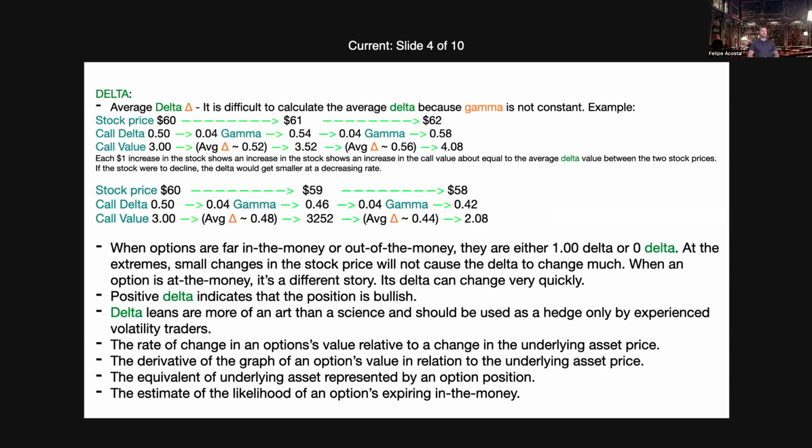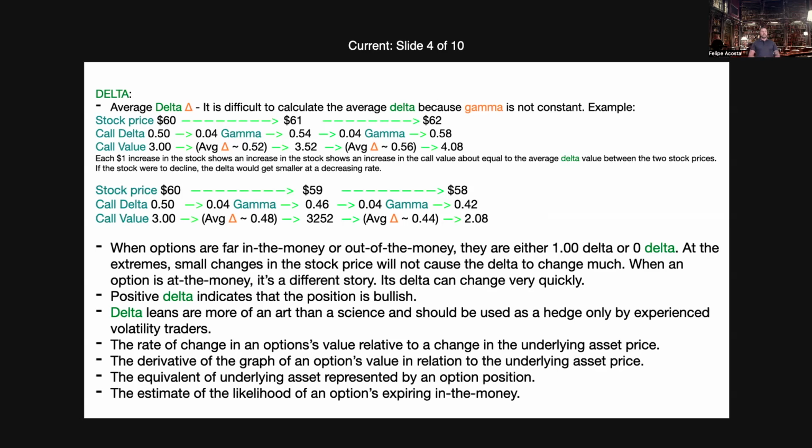So each $1 increase in the stock basically shows an increase in the call value about equal to the average delta value between the two stock prices. If the stock were to decline, the delta will get smaller at a decreasing rate, right? Which will be bad for a call.